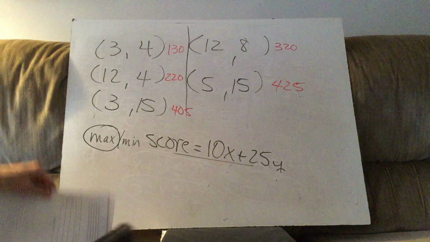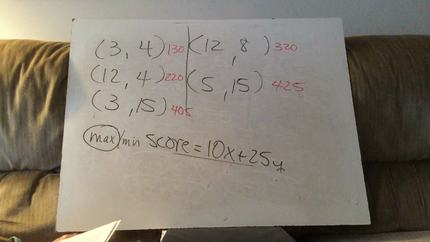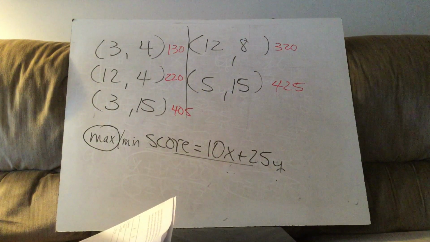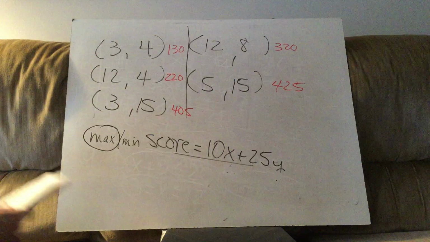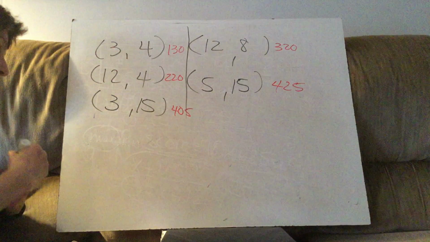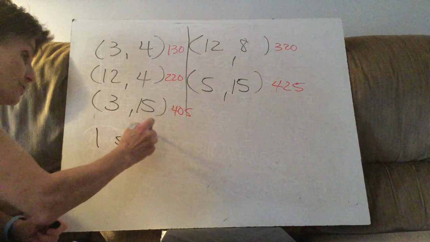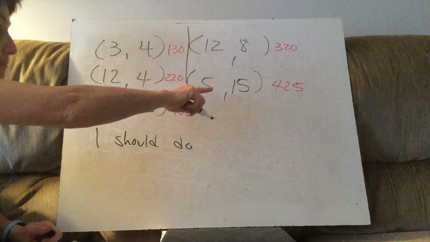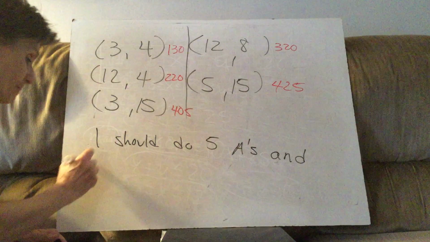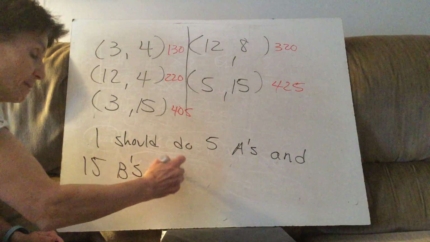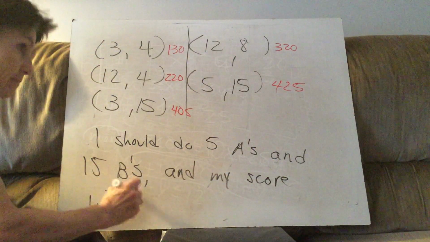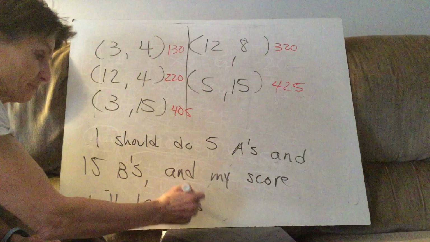Now, your job, if we go back to the problem, was to say how many of each type of questions you must do to maximize your score, and what is the maximum score. So finally you write, I should do, let's see, right here, 5 A's and 15 B's, and my score will be 425.